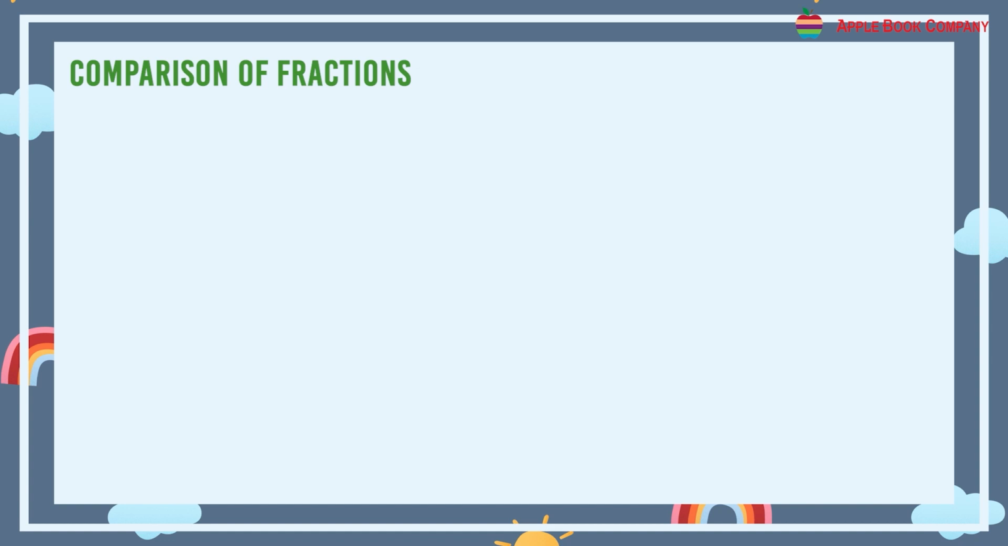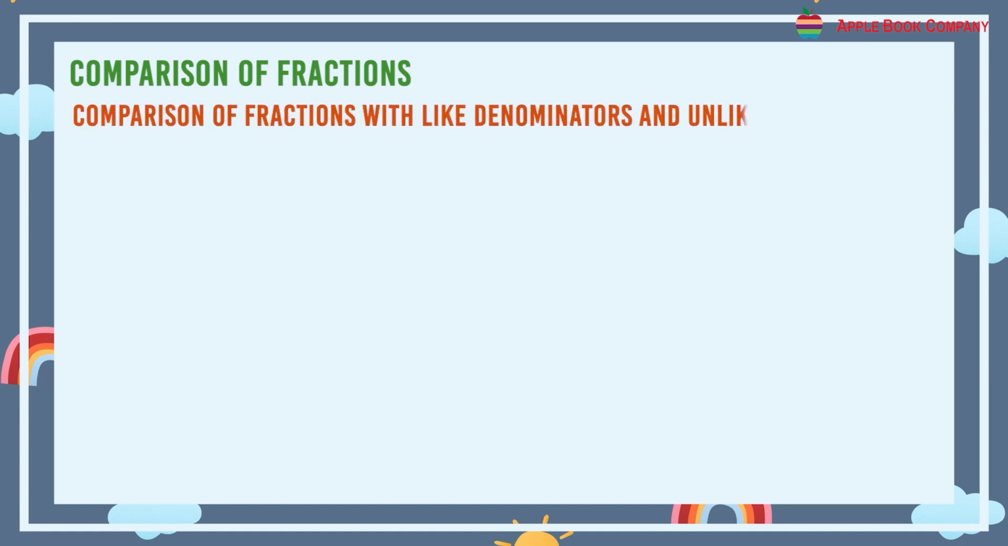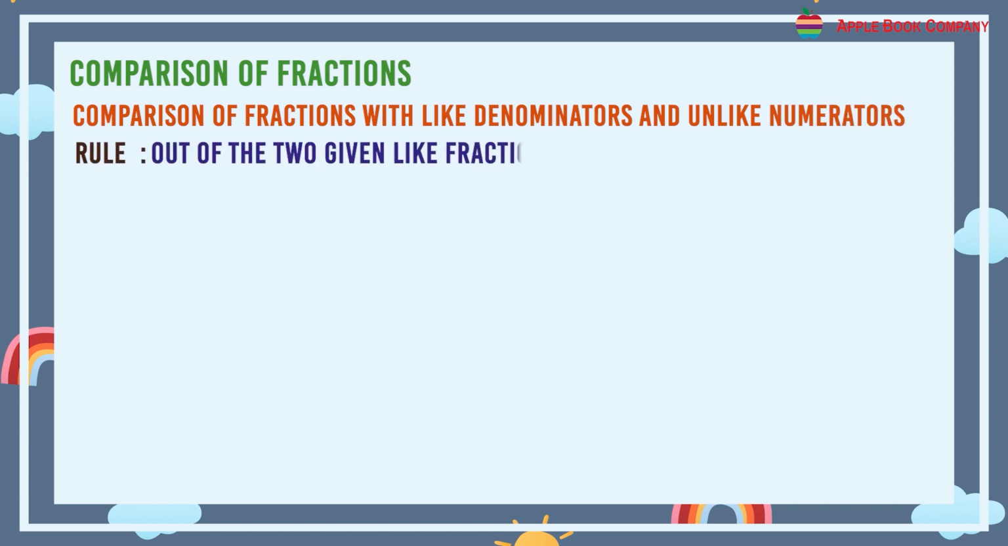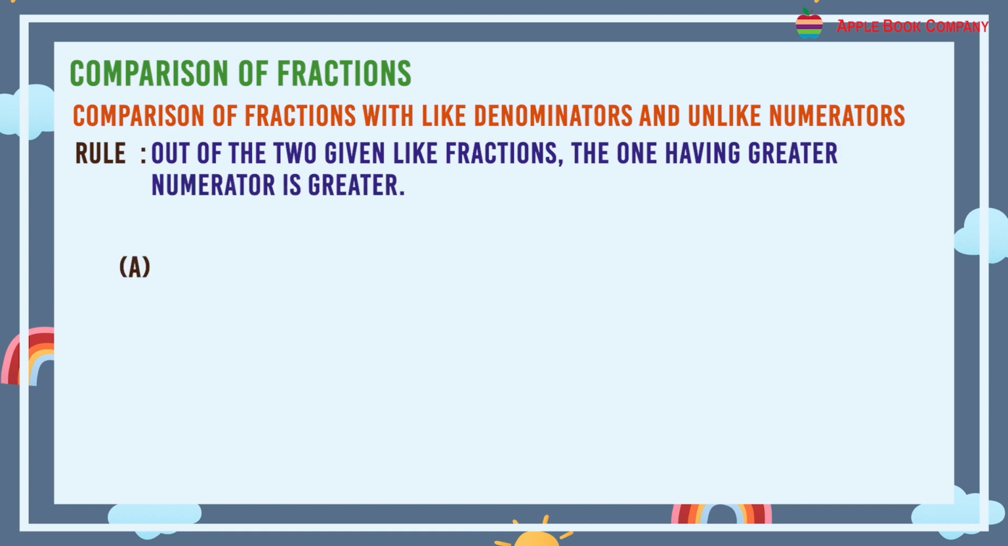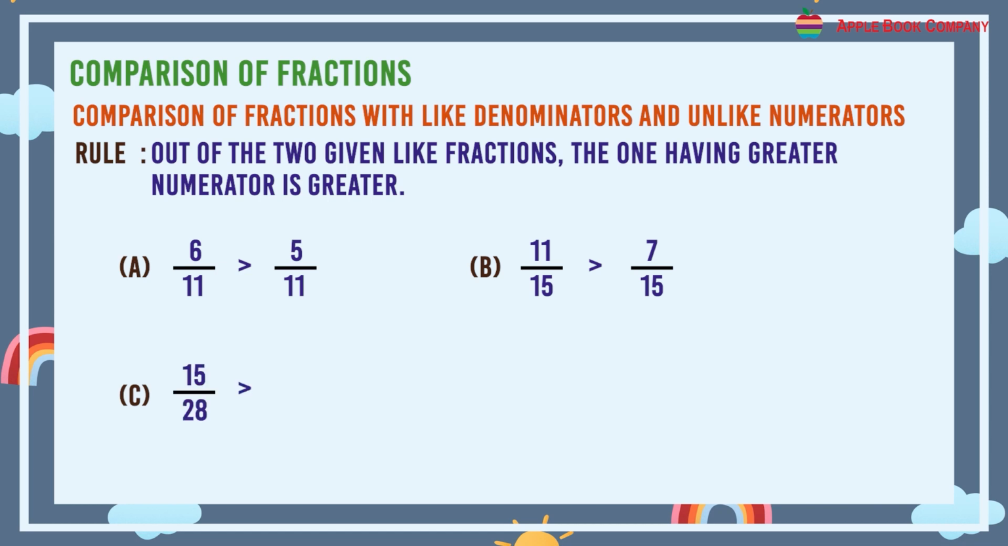Comparison of fractions. Comparison of fractions with like denominators and unlike numerators. Rule. Out of the two given like fractions, the one having the greater numerator is greater. For example, 6 by 11 is greater than 5 by 11. B bit. 11 by 15 is greater than 7 by 15. C bit. 15 by 28 is greater than 11 by 28.